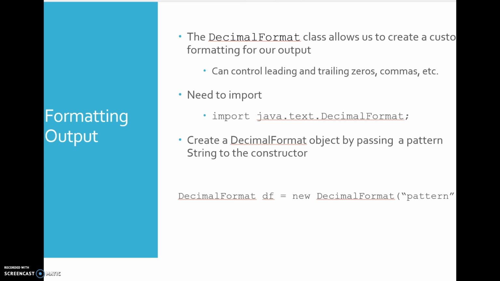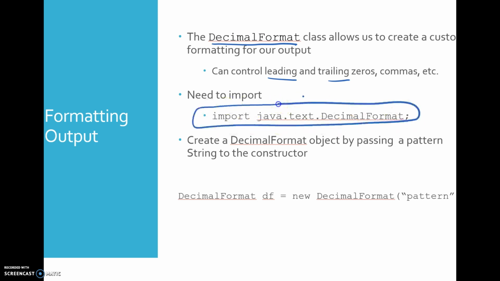Alright, so the class that we are going to use today is the DecimalFormat class. And what this does is this allows us to create a custom formatting for our output. We can control leading and trailing zeros, commas, etc. So first of all, we need to import this class, java.text.DecimalFormat, and then we need to create a DecimalFormat object. And when we create this object, we are going to pass a pattern string to the constructor.